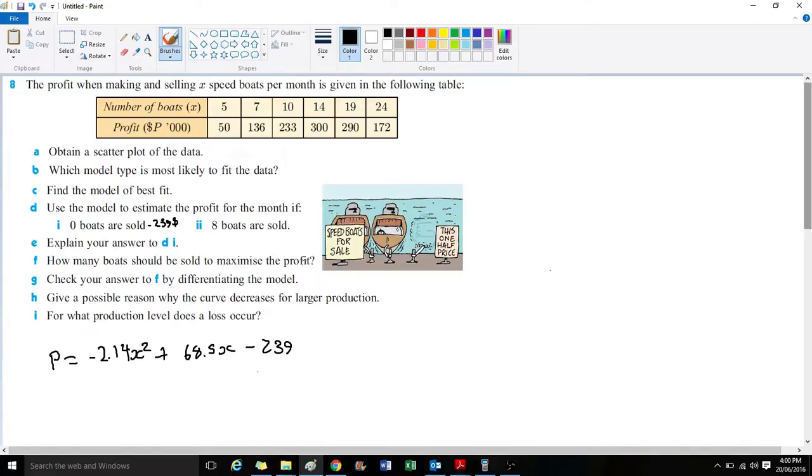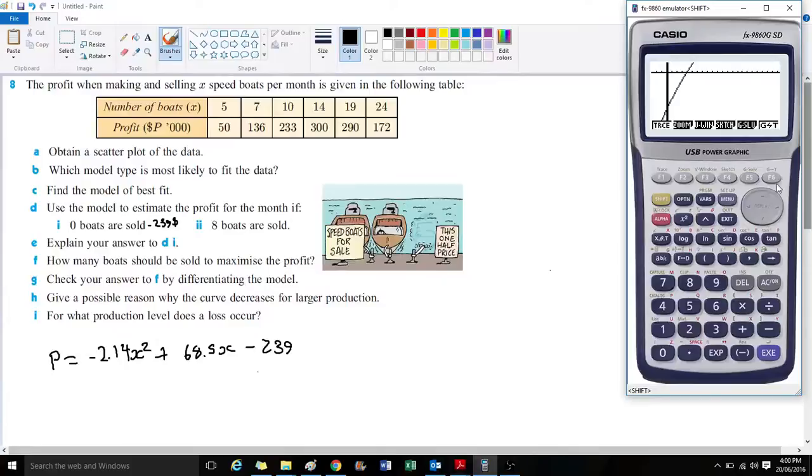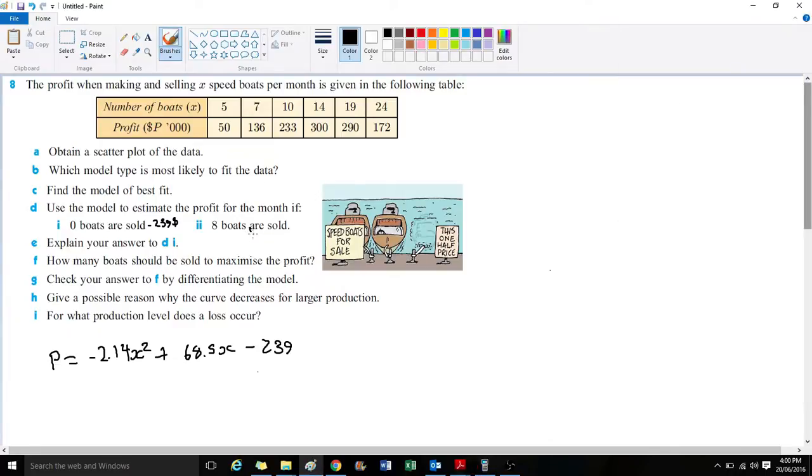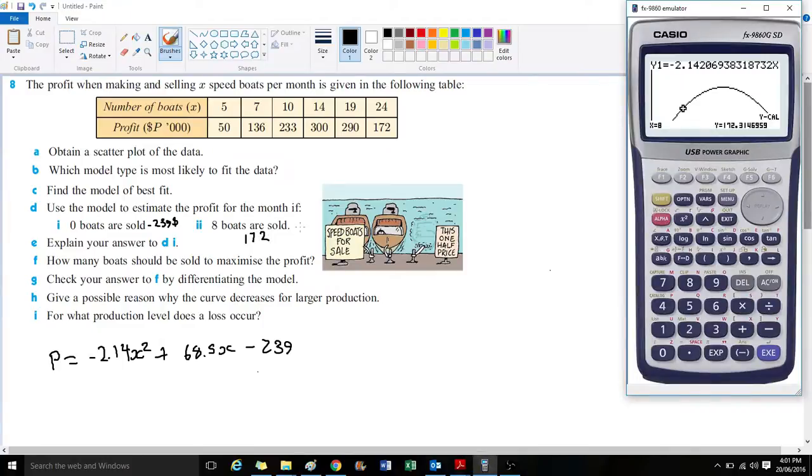Okay, what about if 8 boats are sold? Well, this time we're just g-solving for the value of profit when x equals 8. Okay, so we're doing a y calc when x is 8. Alright, we make a profit of $172. Now the profit here is in thousands of dollars. Alright, so it seems a bit ridiculous to make $172 profit off a boat, selling a boat. 172,000 might be a bit more realistic. Alright, but we just put our numbers down there.